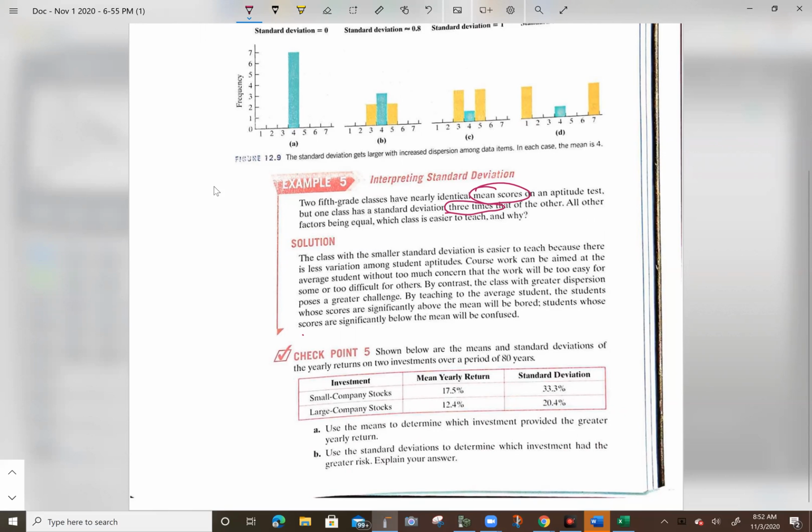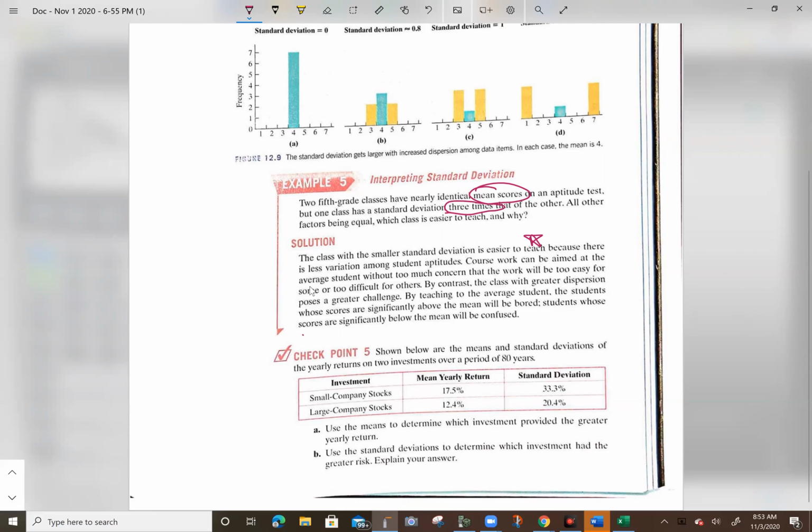Before I read through this, I'm going to say the one with the smaller standard deviation because kids are mostly in the same spot. If students have a larger standard deviation, that means some kids are really low, some kids are really high. That makes it a little bit harder to teach when students aren't in the same spot. The class with the smaller standard deviation is easier to teach. Cool, that's what I just said. There's less variation. I said range.